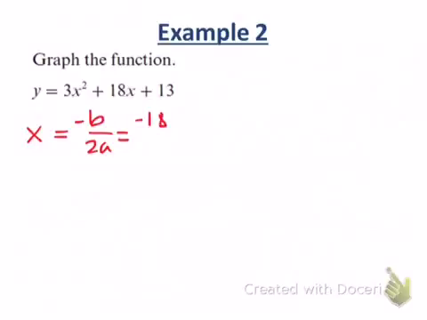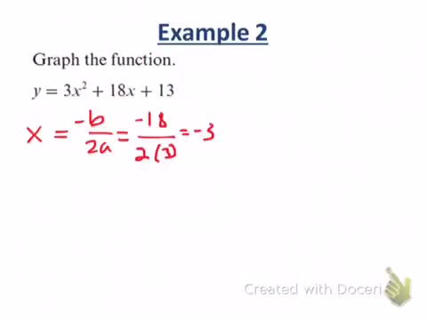So negative 18 over 2 times 3. 2 times 3 is 6. Negative 18 divided by 6 is negative 3. So that's the x coordinate of my vertex, and it's the axis of symmetry, the vertical line that splits the parabola into a mirror image of itself.